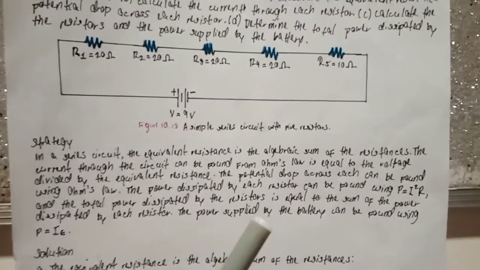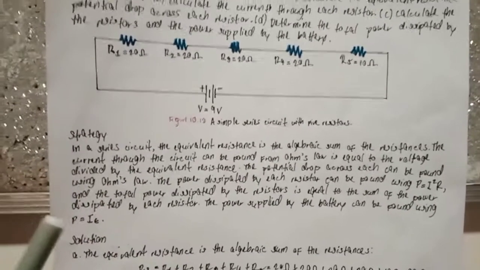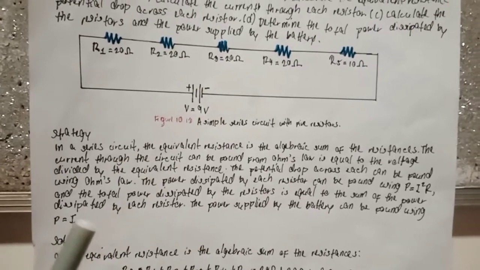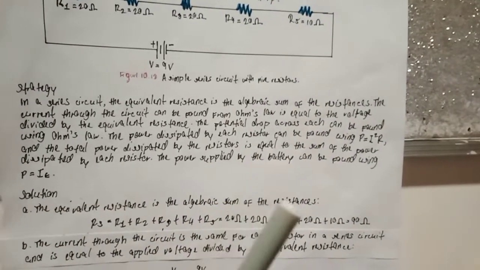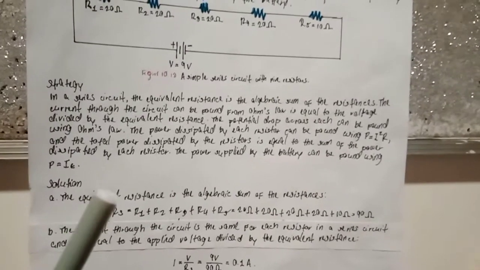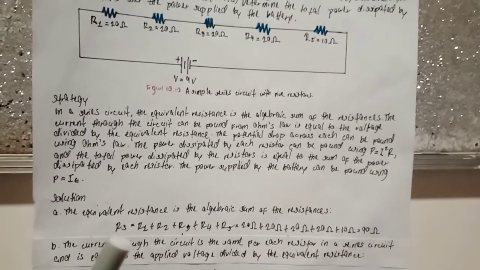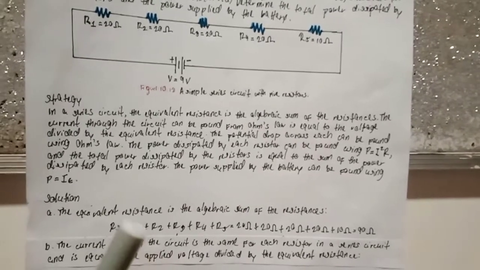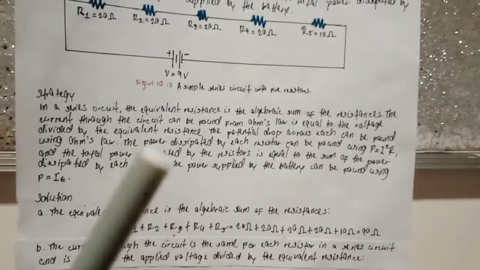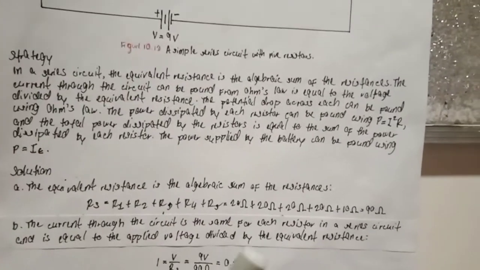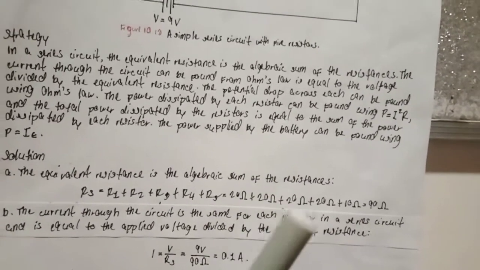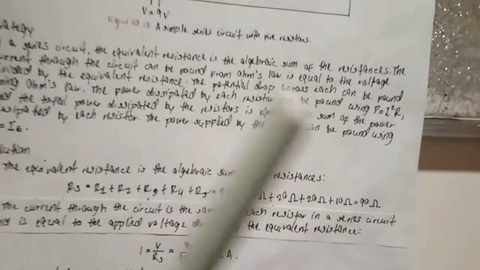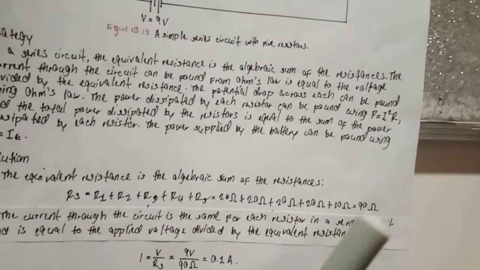The power supplied by the battery can be found using P is equal to I times E. Solution: A. The equivalent resistance is the algebraic sum of the resistances. R sub S is equal to R sub 1 plus R sub 2 plus R sub 3 plus R sub 4 plus R sub 5, which is equal to 20 ohms plus 20 ohms plus 20 ohms plus 20 ohms plus 10 ohms, which is equivalent to 90 ohms.